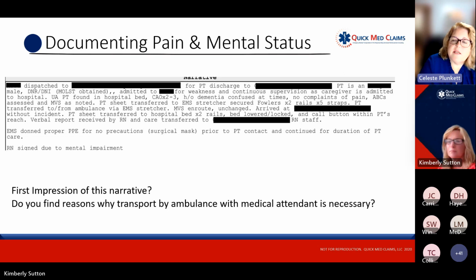His weakness, he needs continuous supervision. He was in the hospital bed. He has a history of dementia. He's confused. There's no pain. We just want to make sure that when you're doing this, you're putting details in there that help prove that the medical attendant was needed and the patient needed to go by ambulance versus another means of transportation.